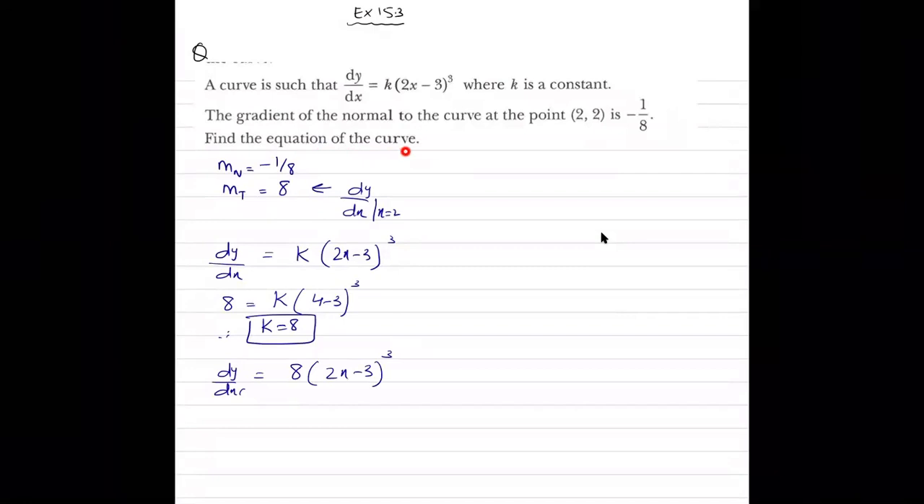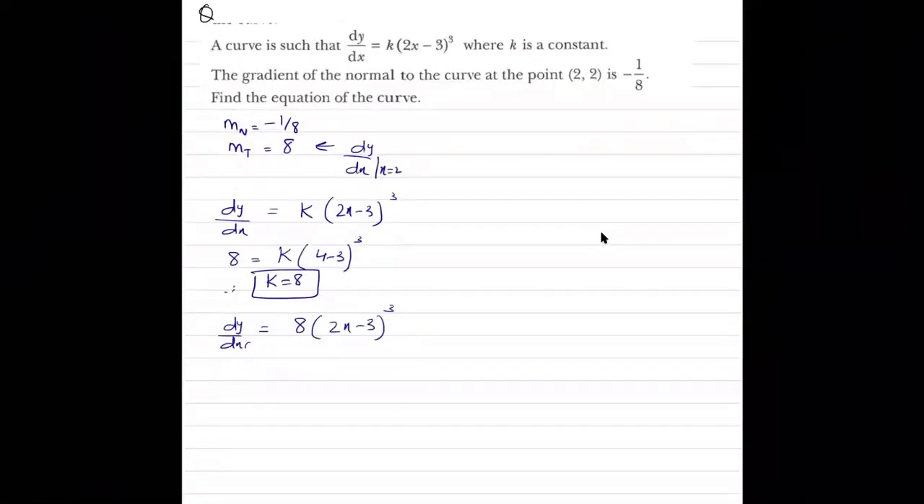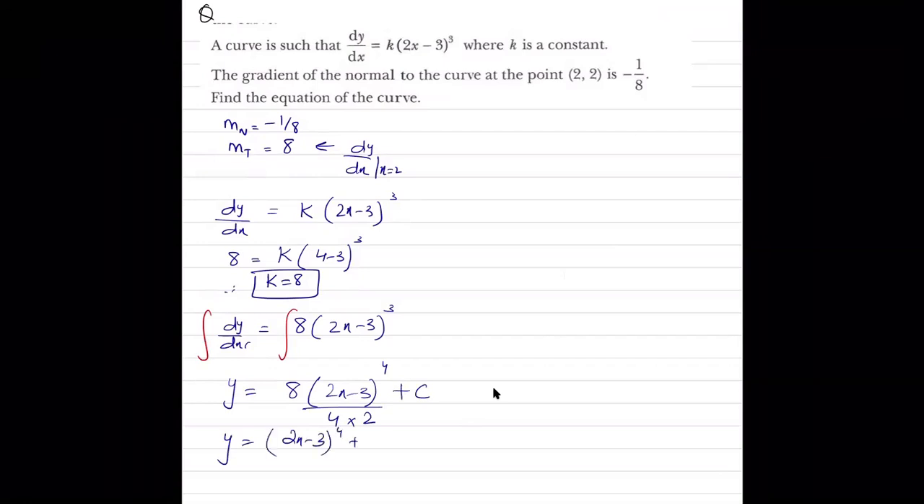Equation of the curve is going to be obtained by integrating the function. Okay. So if you integrate the function, y is going to be equal to 8 times 2x minus 3 to the power of 4 divided by 4 times the differentiation of 2x minus 3, that is 2. Okay. What is the one thing that I'm forgetting over here? You have to add c. Yes, you have to add c. So the equation is going to turn out to be 2x minus 3 to the power of 4 plus c.